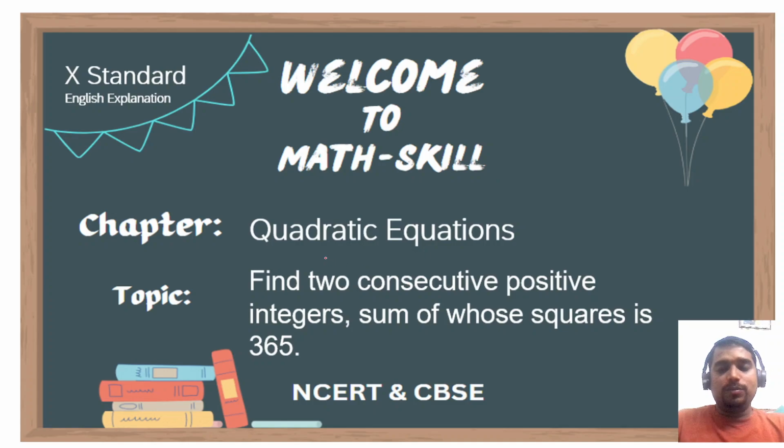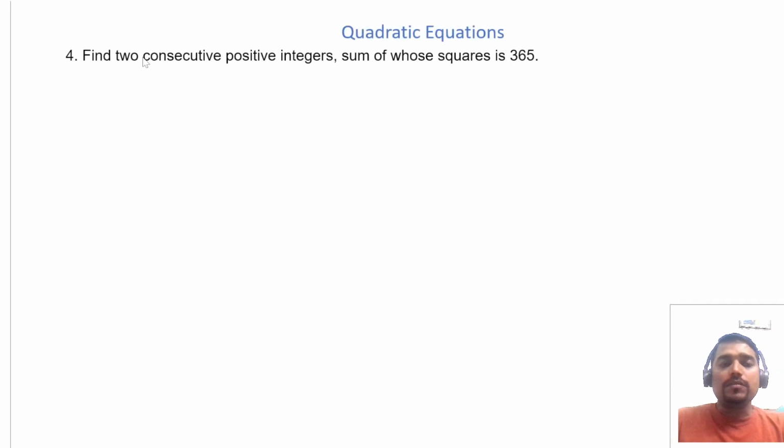Today we are going to discuss the chapter Quadratic Equations. Numerical: find two consecutive positive integers, sum of whose squares is 365. It is a part of 10th standard NCERT as well as CBSE syllabus. Now let's note down the problem. In order to solve this, we have to frame a quadratic equation satisfying the given condition.